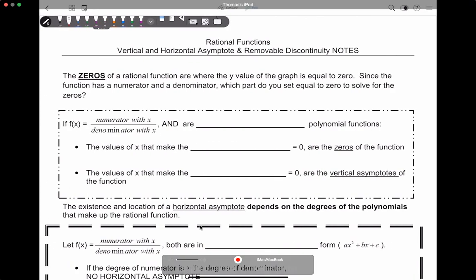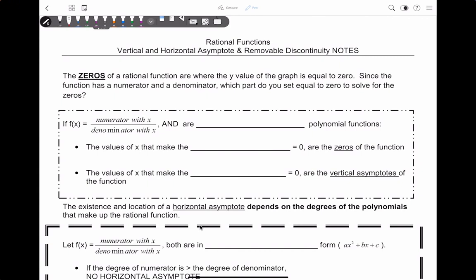So we have zeros. Zeros are otherwise called x-intercepts. Okay, and this is where the graph is going to cross the x-axis. It says the zeros of a rational function are where the y value of the graph is equal to 0, okay? And those are x-intercepts because whatever those x values are, we know that their y value is, in fact, equal to 0. Since the function has a numerator and a denominator, which part do you really see to set equal to 0 to solve for the x-intercepts?